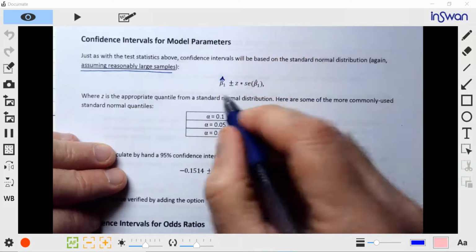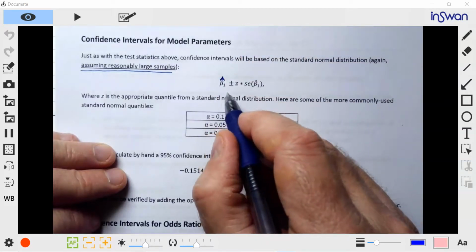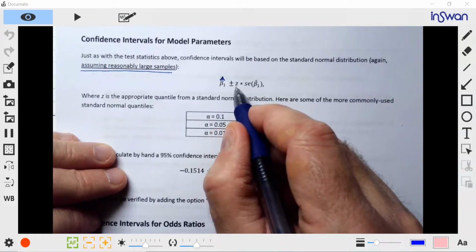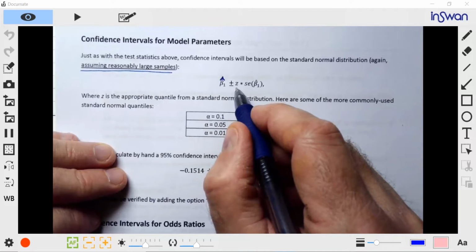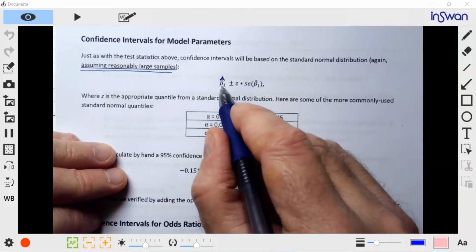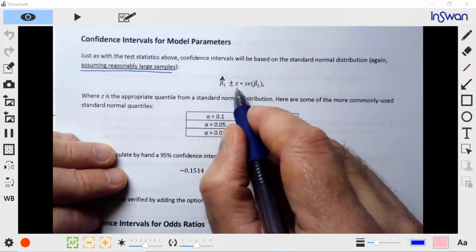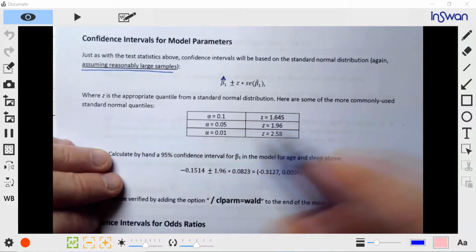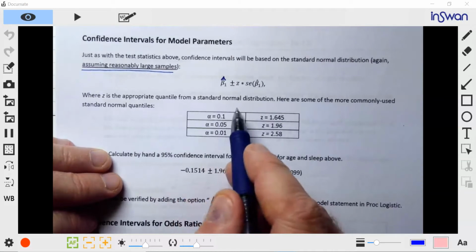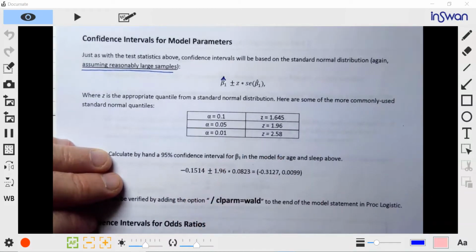But our confidence interval is simply beta 1 hat plus or minus, instead of a t, now we have a z. And it turns out this is a little bit easier than working with the t because we don't have to worry about degrees of freedom. The z-scores will always be the same. Okay? So it's beta 1 hat plus or minus a z times the standard error. So z, as I say, is an appropriate quantile from the standard normal distribution. And here are some of the commonly used ones.